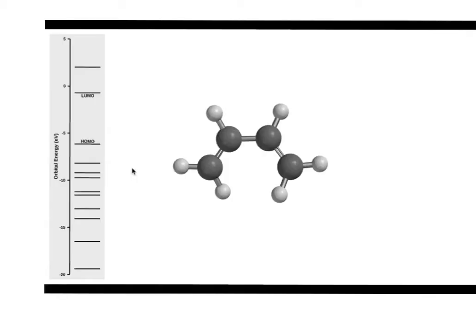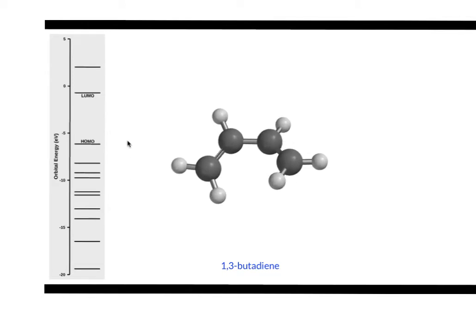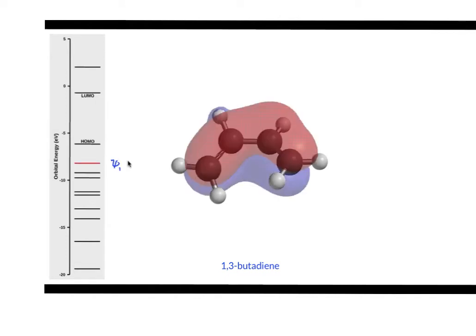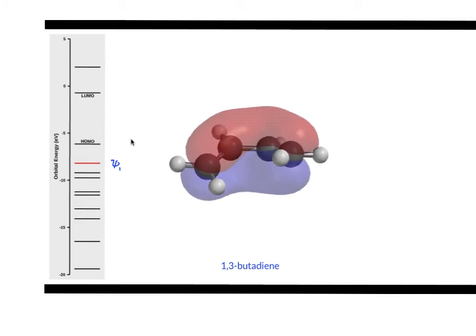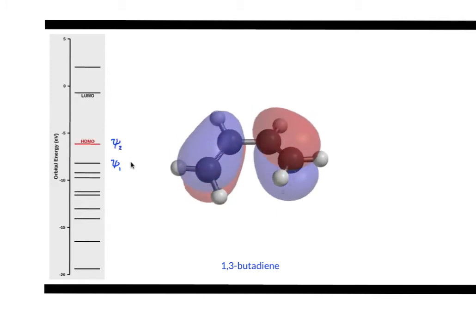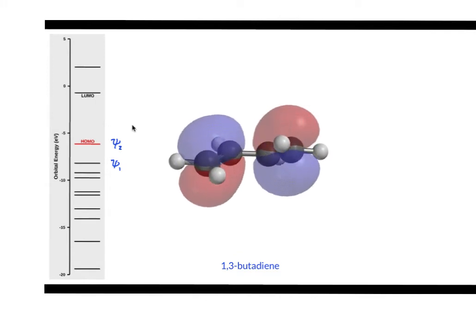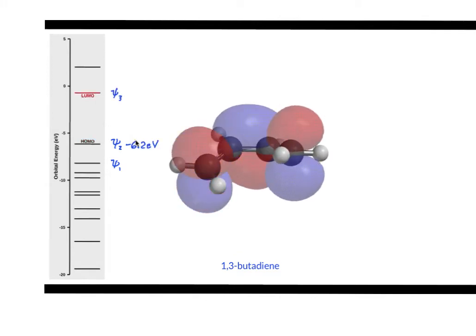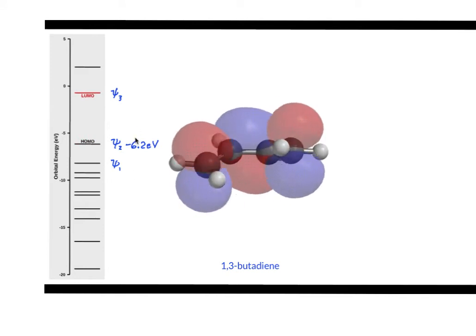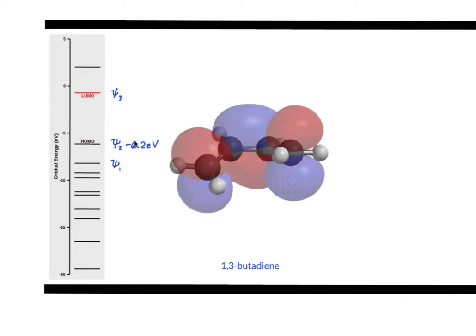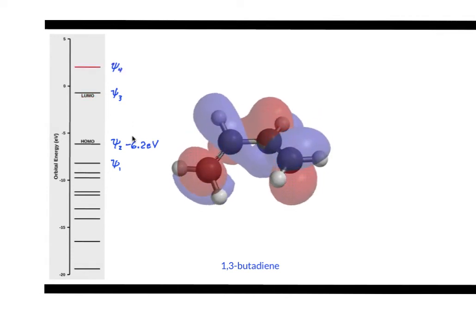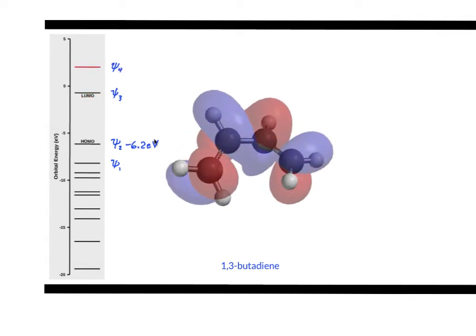This is 1,3-butadiene. Note that the pi bonds are not perfectly planar to avoid non-bonded interactions between the hydrogens at the termini. This is Cy1. All of the p contributors are in phase. And then Cy2 is the HOMO at minus 6.2 electron volts. Cy3 is the LUMO. And then Cy4, which is difficult to visualize, but is not that important for reactivity.